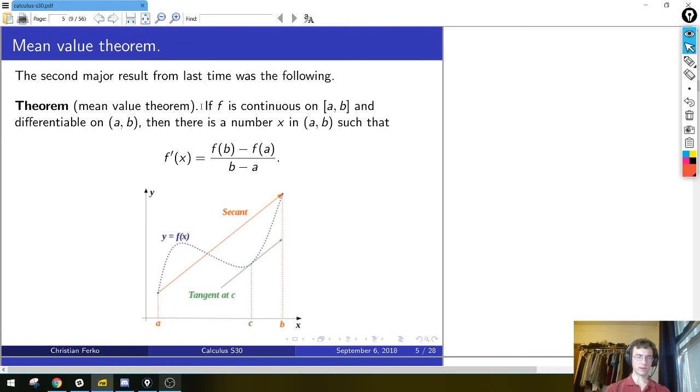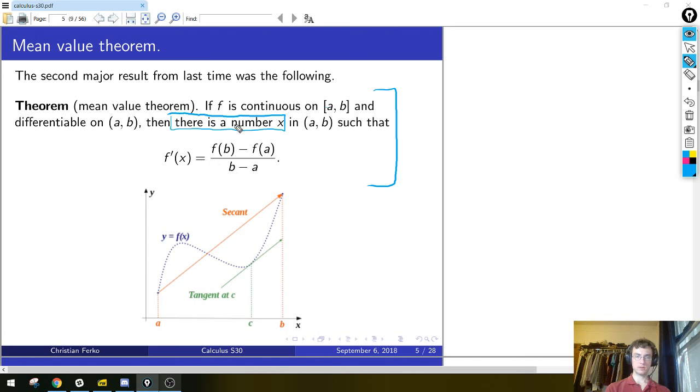Okay. So the second thing I want to review is this mean value theorem. And this is important because we're going to use it in the proof of this increasing versus decreasing business. So again, the point of this guy was that under the same assumptions as on the previous slide, if f is continuous on the closed interval [a,b] and differentiable on the open interval (a,b), then the theorem tells you that there exists a number x.